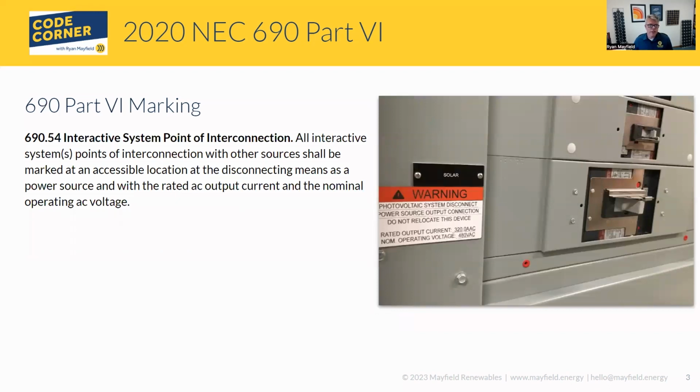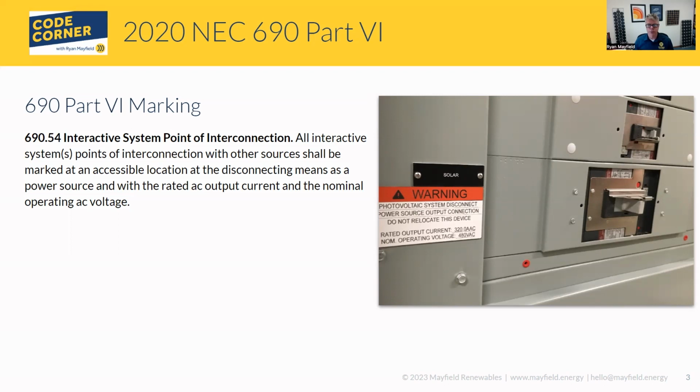The next section is 690.54, and this is interactive system point of interconnection. So again, the code language here on the slide for you. And really what code is saying here is we need to have a label that is showing the nominal voltage and the AC output current of your system, wherever it is you're making that point of interconnection.